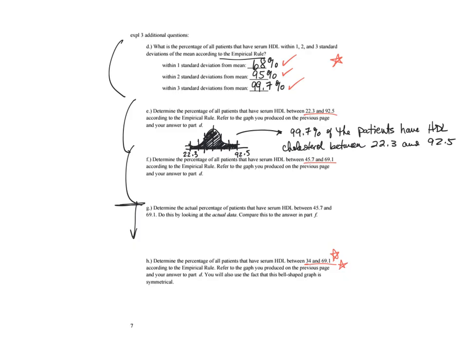So let's do E. It says, determine the percentage of all patients that have serum HDL between 22.3 and 92.5 according to the empirical rule. So I again noticed that that was from my mean in the middle. That was mean minus 3 standard deviations. That was that 22.3. And mean plus 3 standard deviations. That was that 92.5. Again, numbers we already calculated because we did part C. And so simply put, the empirical rule says, well, all of that I've shaded there underneath the curve is 99.7% of everyone, of all the patients. And so I made myself a little sentence there.